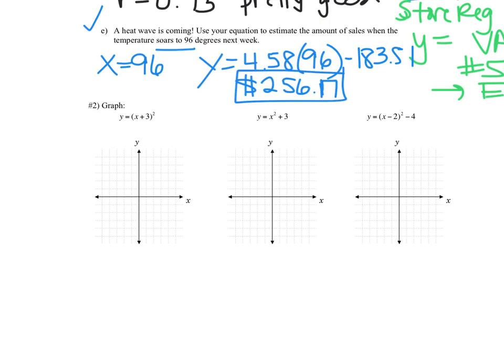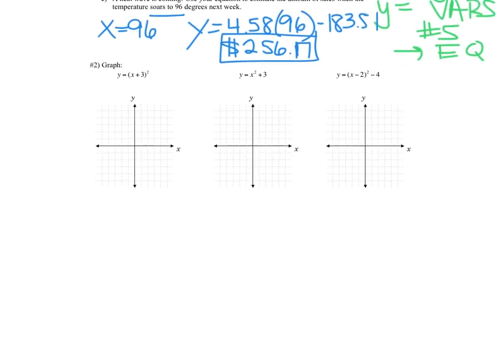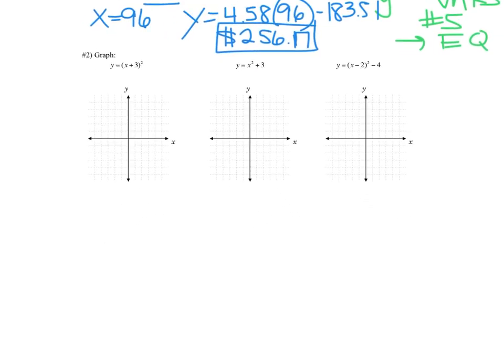All right, let's move on to our graphs now. So now we're going to graph y equals x plus 3 squared. Now remember, you have 3 parent functions. You have y equals x, which is a simple diagonal here.